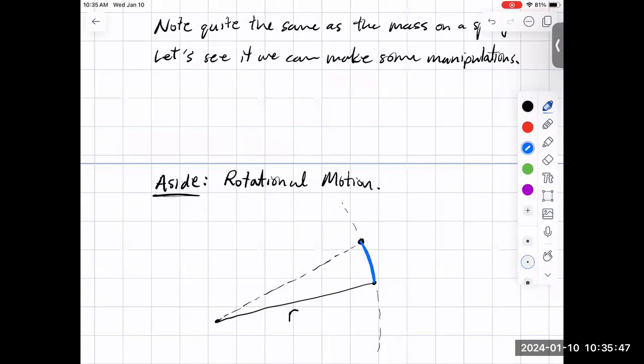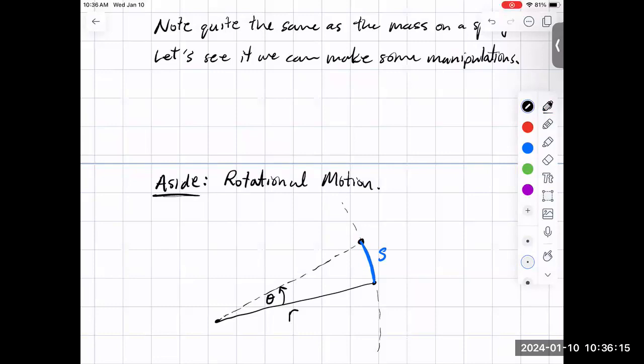And I'm going to call, often people use S for arc lengths. Does anyone remember how do we find the length of that arc? How do you write down the length of S? If this angle here is theta and the radius is r, what's S?